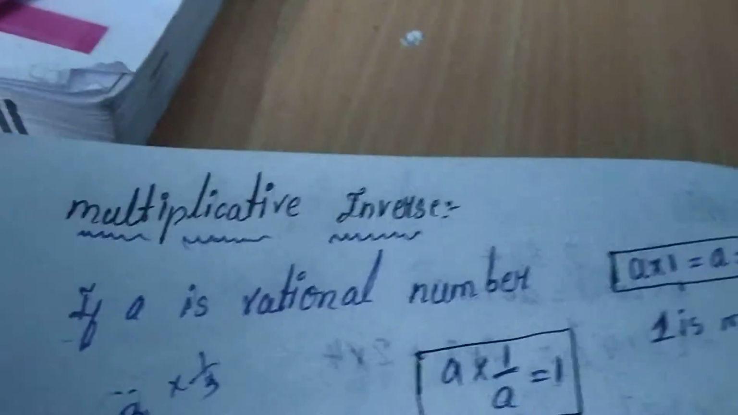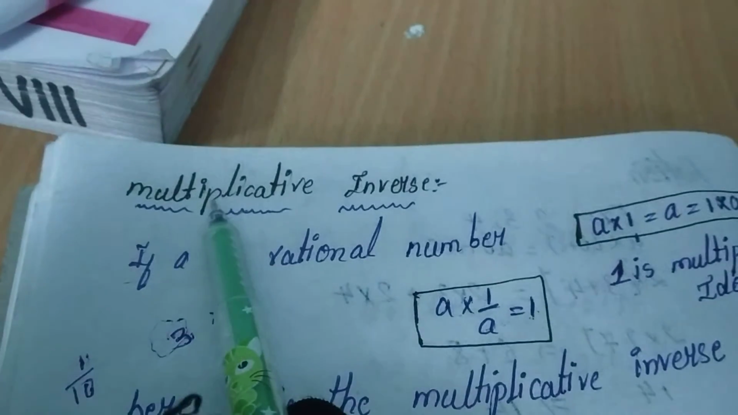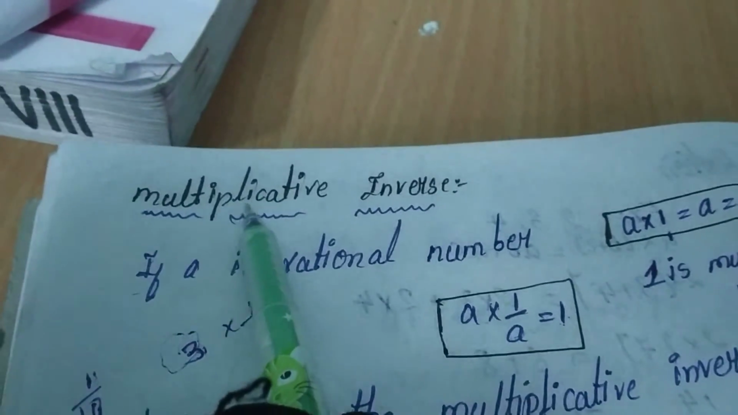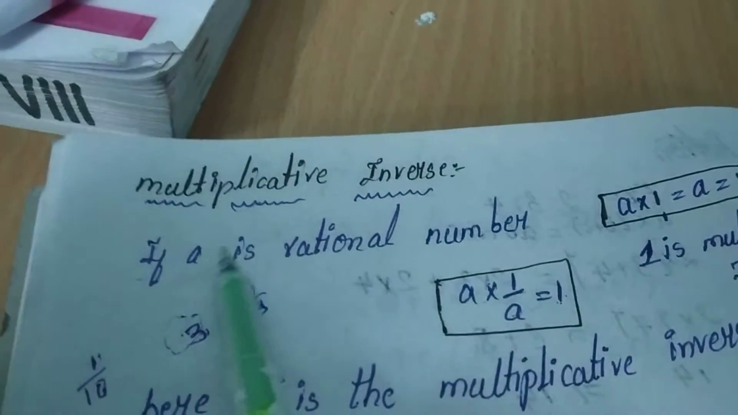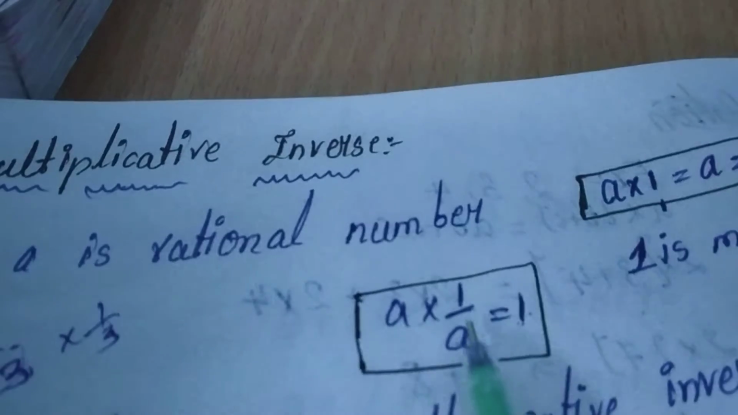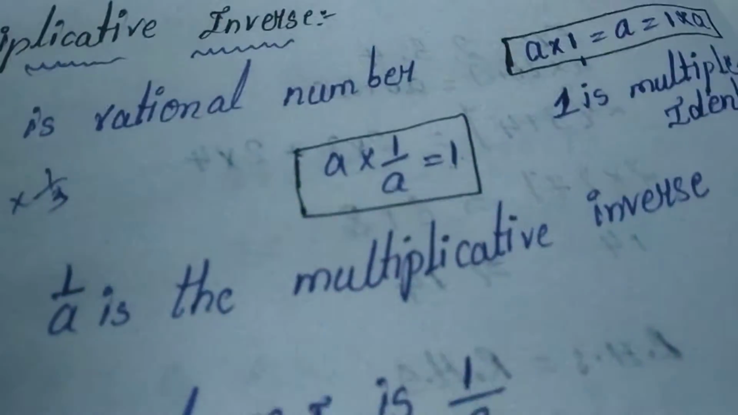Okay, the second one is the multiplicative inverse. What is the multiplicative inverse? We have two inverses: the additive inverse, and the second one is the multiplicative inverse. If A is a rational number, A into 1 by A is equal to 1. A gets cancelled, we get the answer 1.